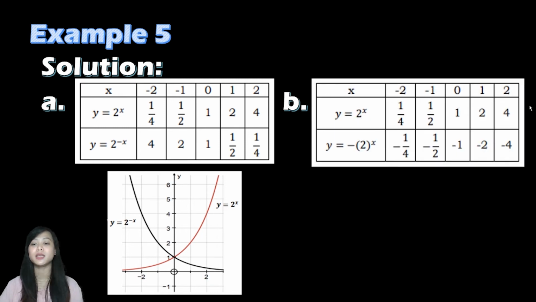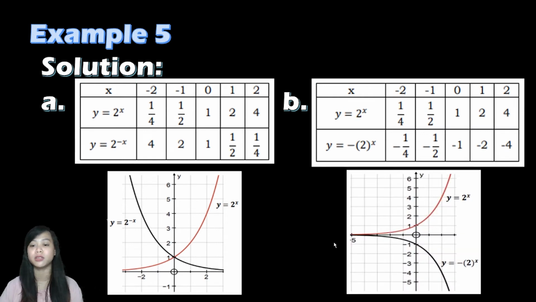For letter B, this is the table of values. So we have this graph. Again, this is our y equals 2 raised to x. It's just the same with this one, we just compress the graph itself. And for y equals negative 2 raised to x, this is the curve. This is the black curve for that function. If we plot these ordered pairs, it will turn out to have this smooth curve.